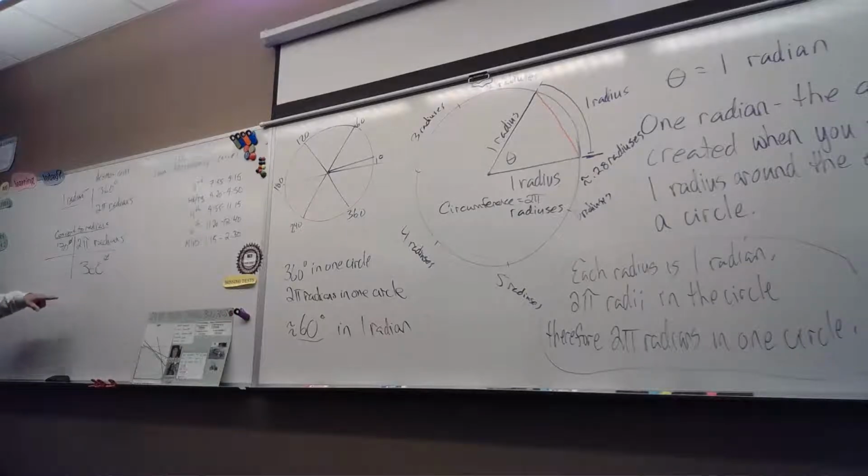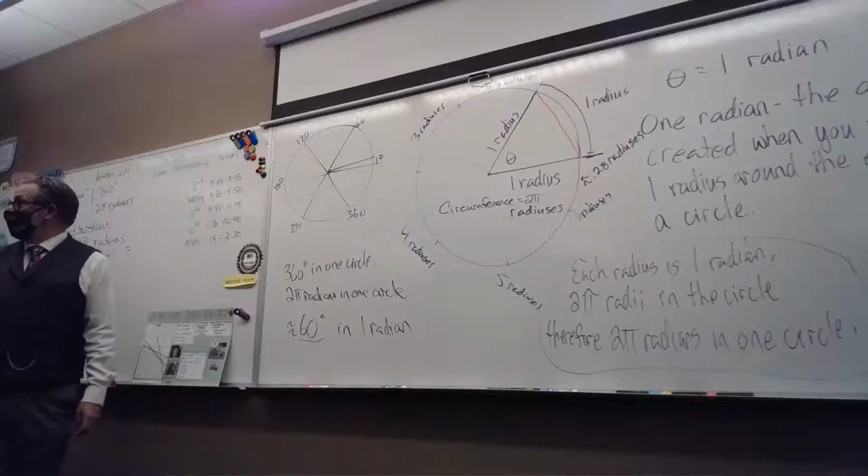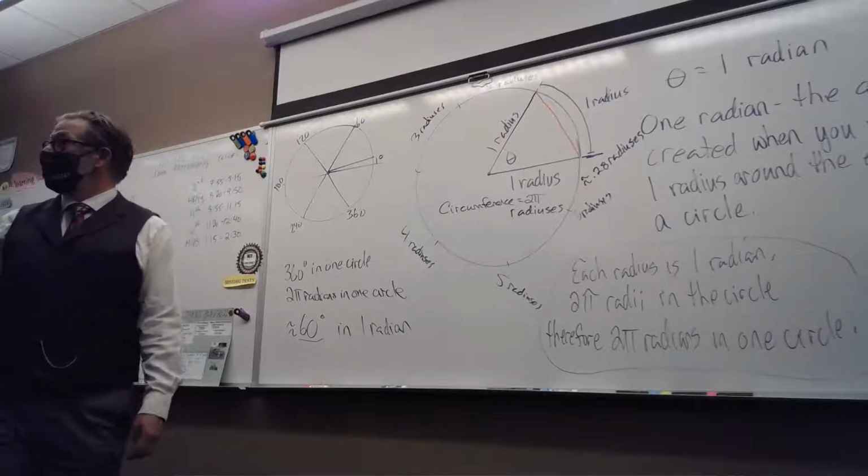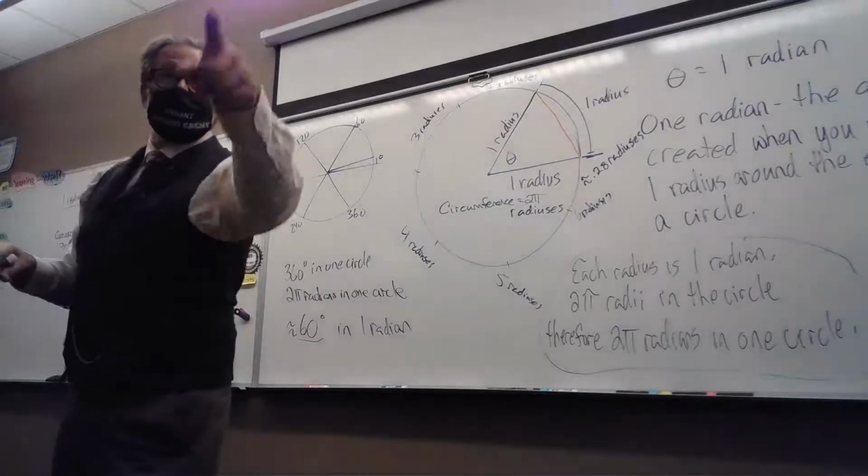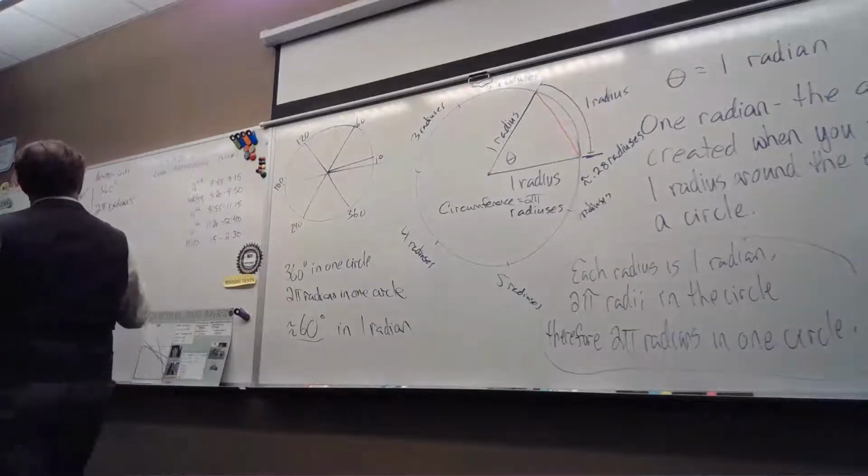How do I convert this? Nate. You multiply 170 by 2 pi, and then divide that by 360. So 170 times 2 times pi divided by 360. What do we get? Almost 3. Right. 2.97.